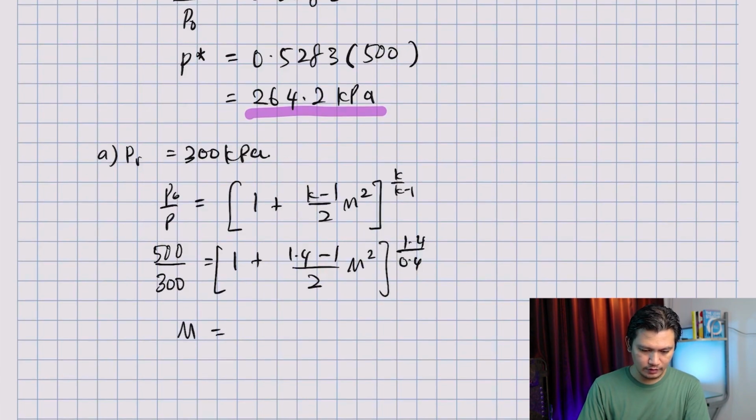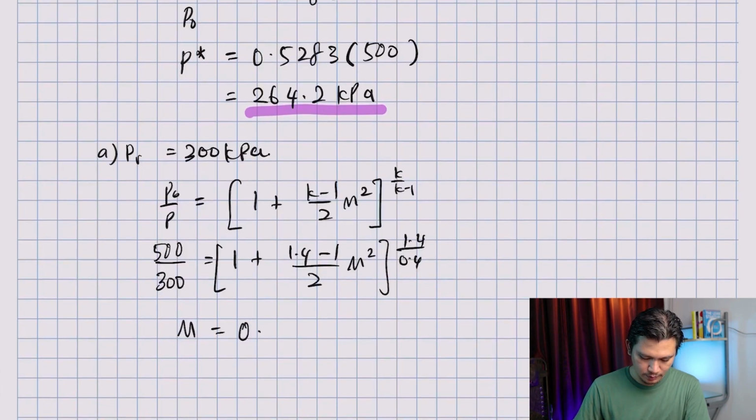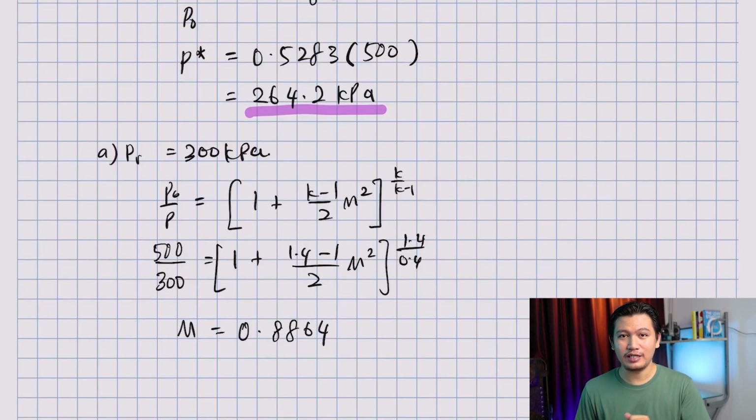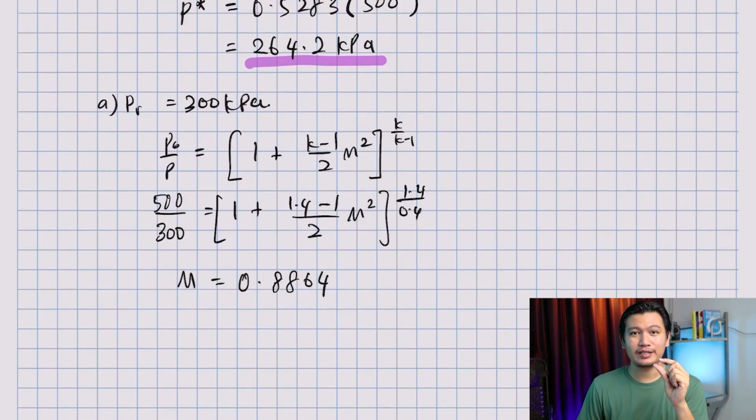So this is 500 divided by 300 to the power of 0.4 divided by 1.4, minus 1, times 2 divided by 0.4 squared. This is 0.8864. This agrees with our initial observation, which is M should be less than 1. The flow is still subsonic. Now, when we have the Mach number, we can always find the equations to find whatever we want.